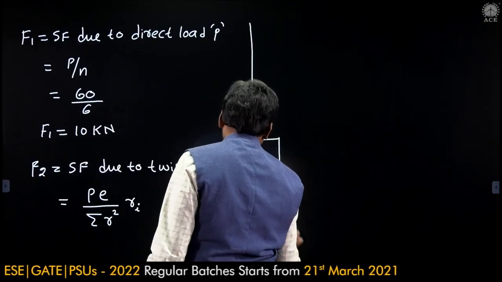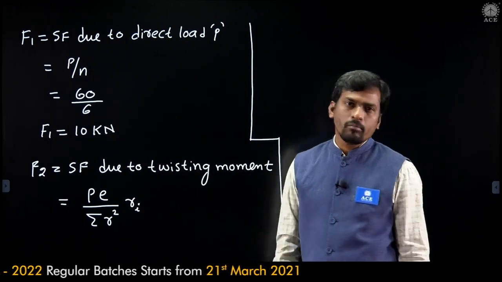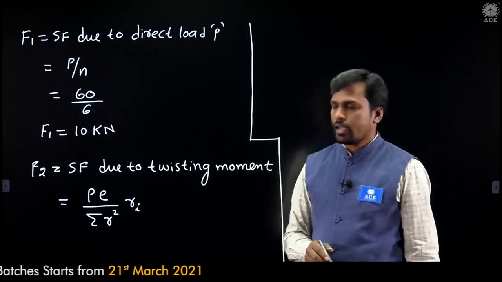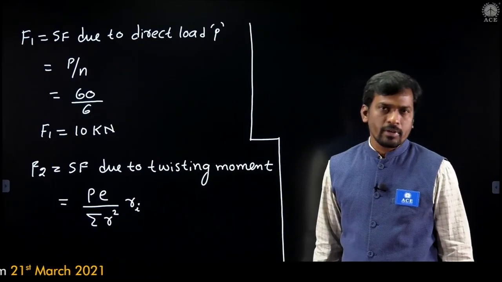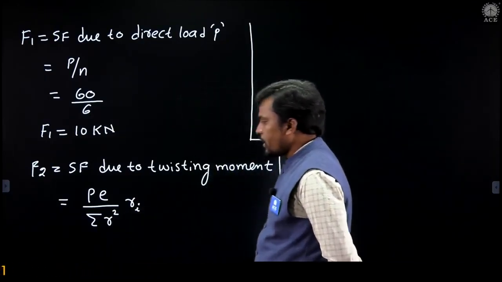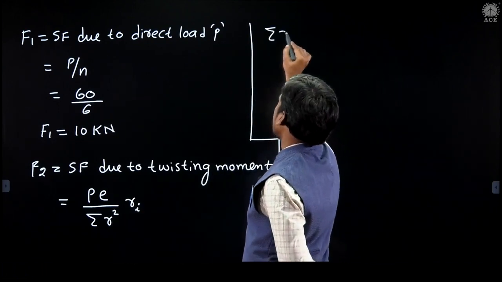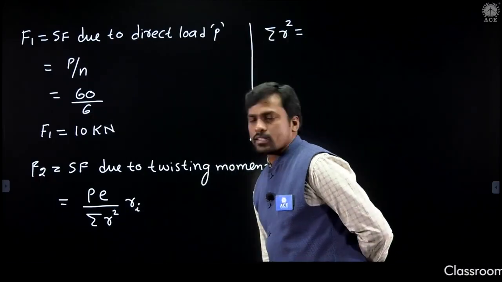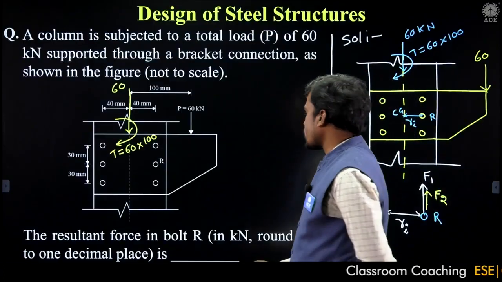So your bolt is subjected to direct force and twisting moment, and due to direct force there is a direct shear stress, okay, and due to twisting moment there is a shear torsional stress please. Okay, right. Here the only thing is we have to find the radial distance R. Okay, summation of R square. Summation means we have to consider the radial distance of all the bolts please. Okay, now what is the radial distance of all the bolts here?